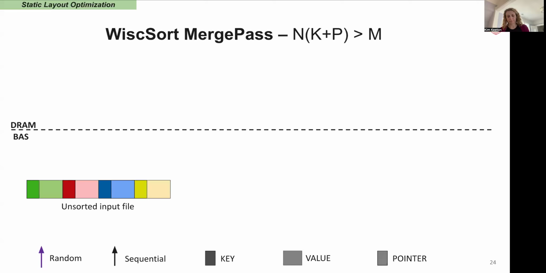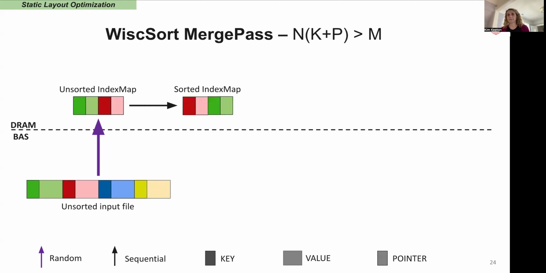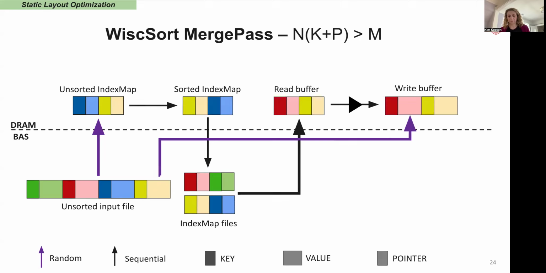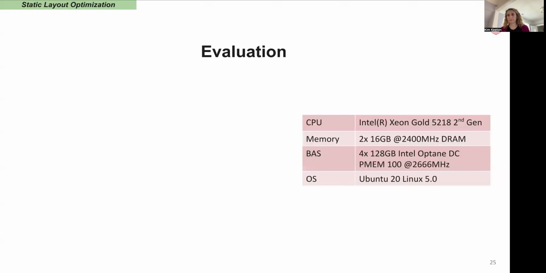Okay, so to quickly recap. We have this unsorted input file. A quick legend: the darker means key, the lighter means value and pointer, and the smaller two sizes mean key and pointer. So this is key, this is value, but this is key and this is pointer, the lighter version. You do strided reads into an unsorted index map, sort it, and write it. You're writing much less now. You continue doing this, reading into a read buffer for the merge phase. At this step, you do a lot of random reads to gather the values and then write them to a sorted output file. Pretty simple.